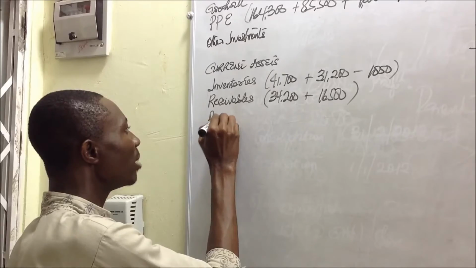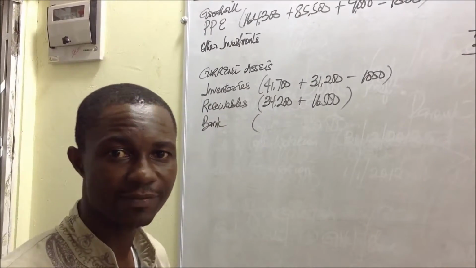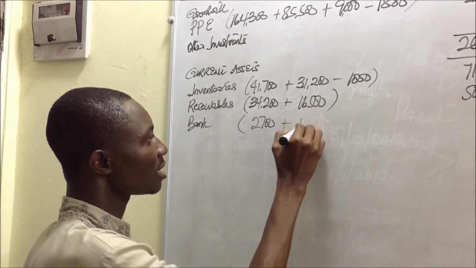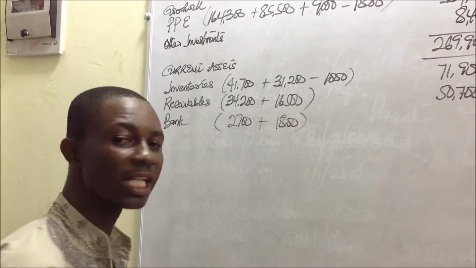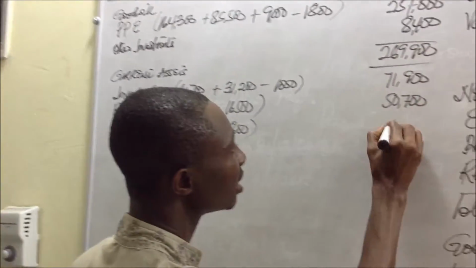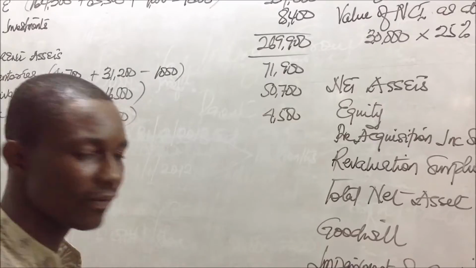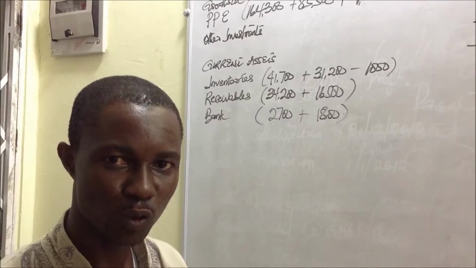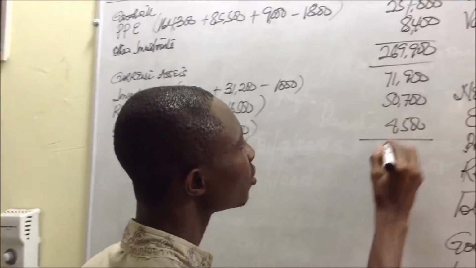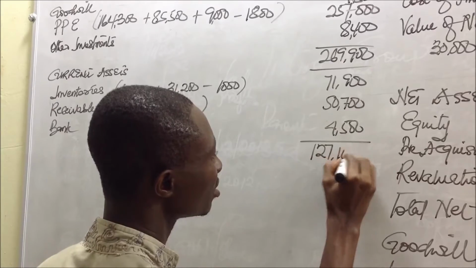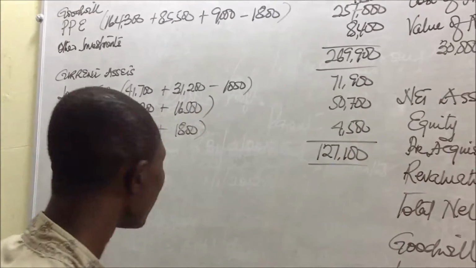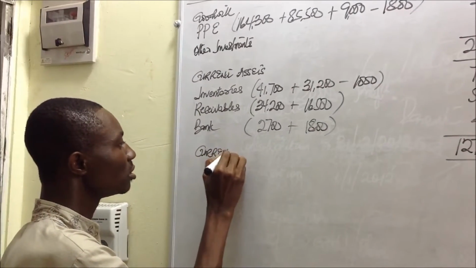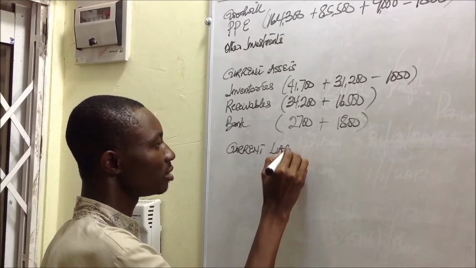Then there is bank. So let's look at the bank balance. What is the bank balance for the parent? What is the bank balance for subsidiary? 2,700 plus 1,800, giving us a total of 4,500. So that is all for the current asset side. We put it together, we have 127,100. From this, I'm going to deduct current liabilities.